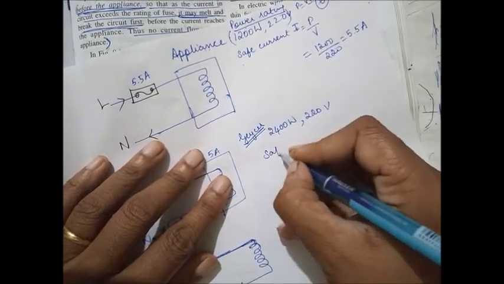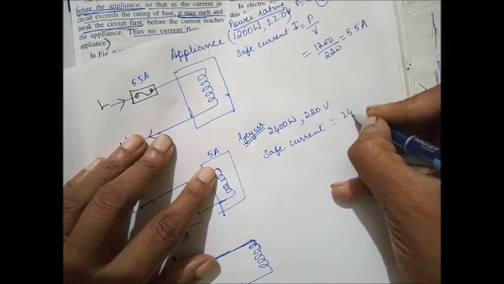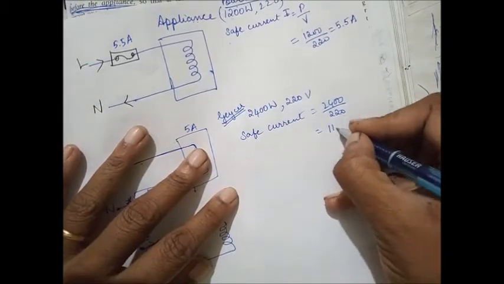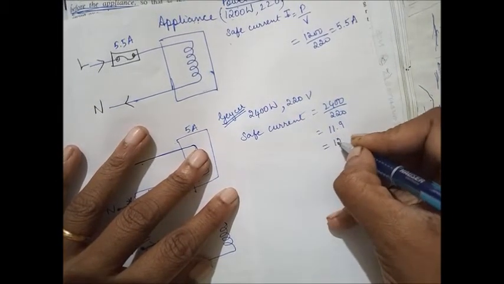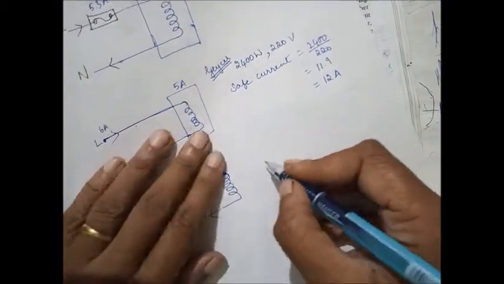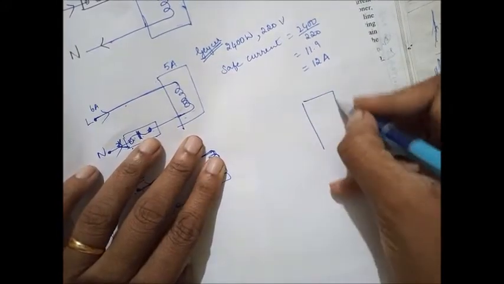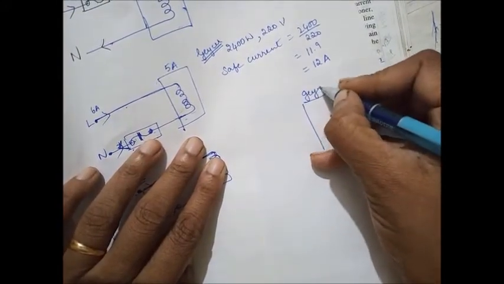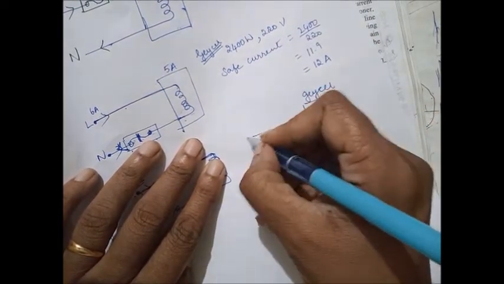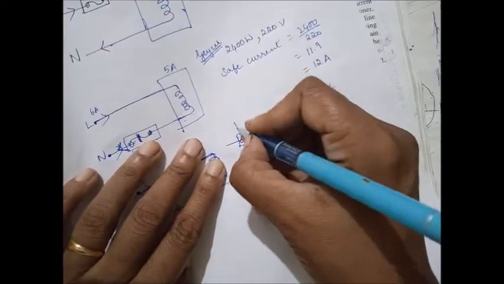Now what will be its safe current? The safe current will be 2400 upon 220. It will come out to be 11.9 something, or approximately I can take 12 ampere. So suppose the appliance is a geyser whose power rating is this much, then the fuse wire that I'm putting should have a current rating of 12 ampere.